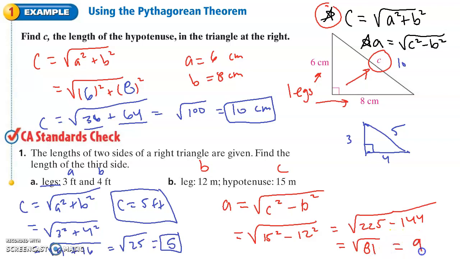The square root of 81 simplifies to be 9, so it looks like the missing side length is going to be 9 meters. And this should make sense because the two legs, 12 and 9, have to be shorter than the hypotenuse. Cool? I think it's cool.